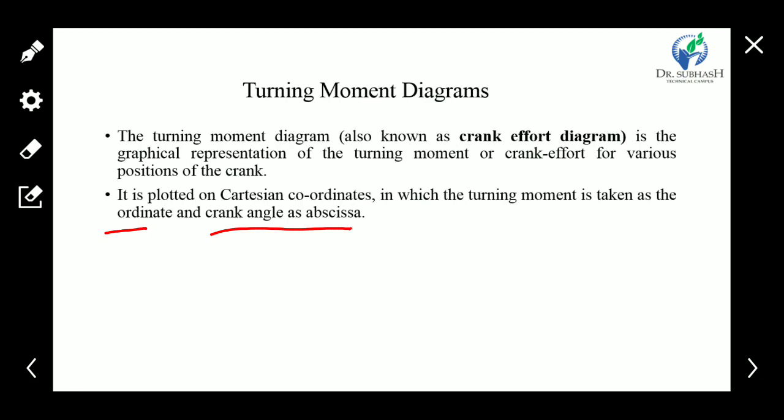Clear? It's a kind of graph which graphically represents the position of crank at a respective time, or in the proper stroke in cycles. So in this graph, on the vertical axis the value of turning moment is taken and the crank angle value is taken on the horizontal axis. Okay, clear?